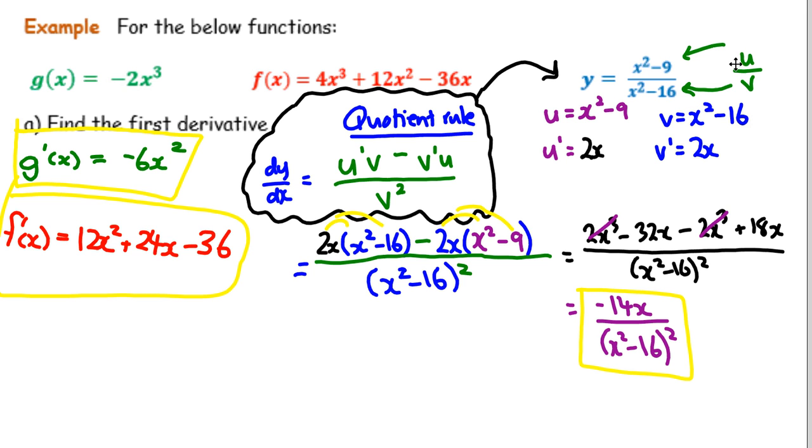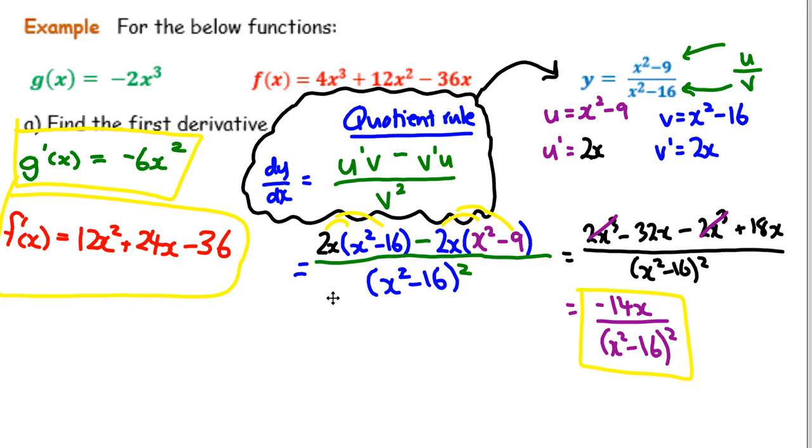Very good, because it's a rational function, so it's expressed as a fraction where the top is a function and the bottom is a function. So we used the quotient rule, which you remembered as u'v minus v'u over v squared. So we worked out what u is, wrote down what v is, and then what u' is and what v' is. Sub them all in.